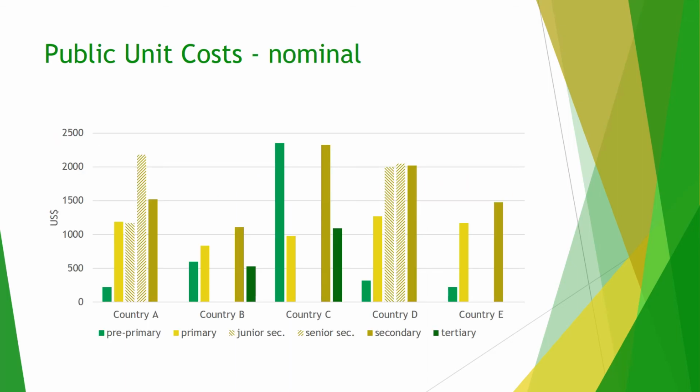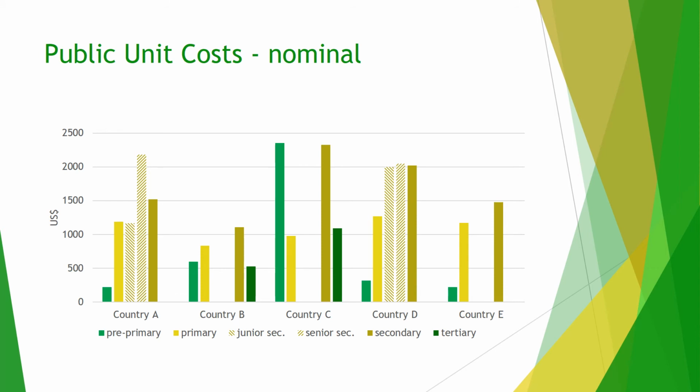These are other examples from OECS countries. You can see that the variation is very wide from one country to the next and between education levels. In this first representation, we're looking at the public unit costs in nominal terms, which means in terms of currency units. Here it's expressed in US dollars for comparison.